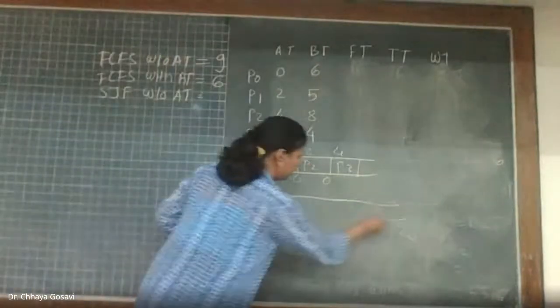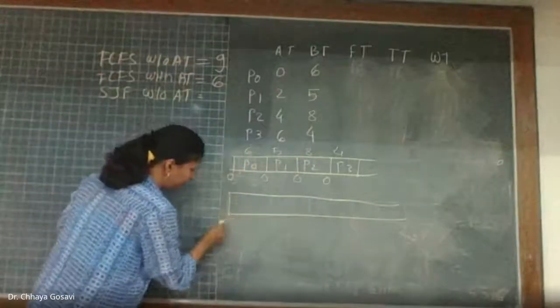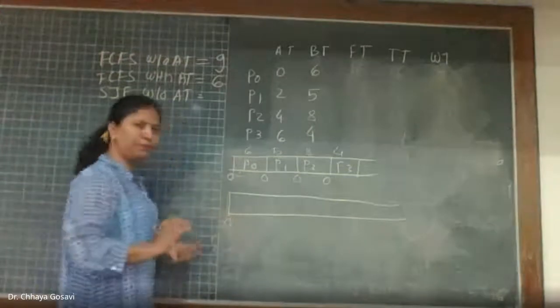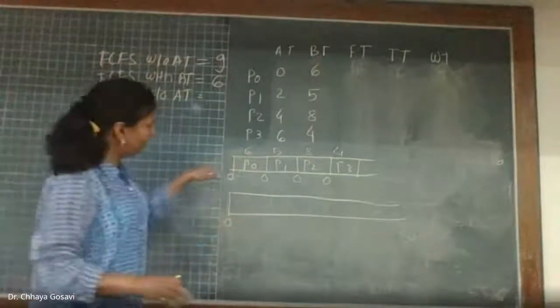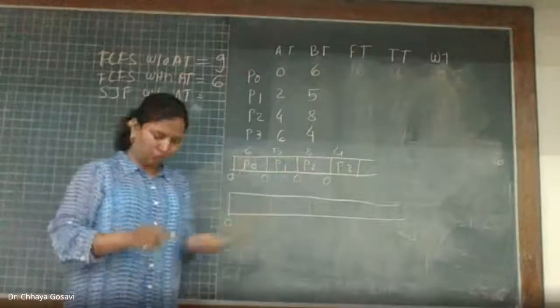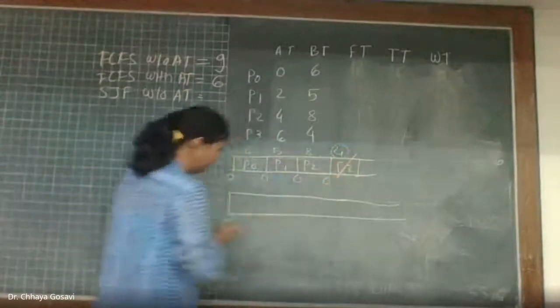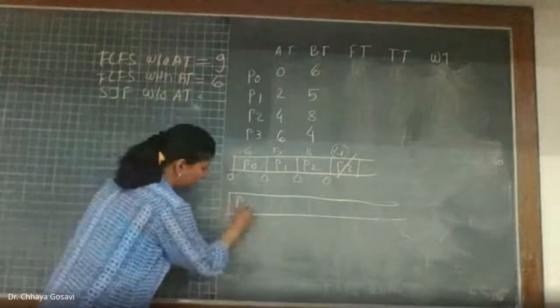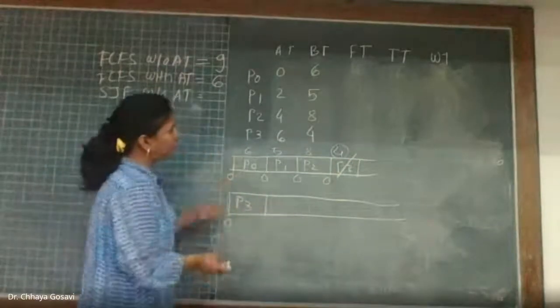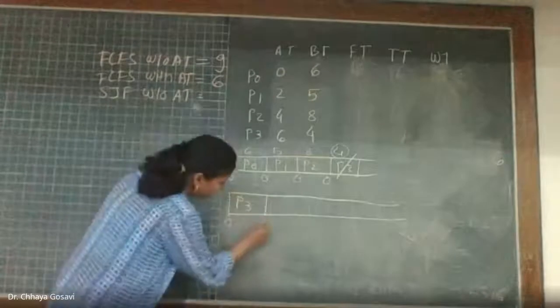But in this sequence. So which process will be scheduled first? All the processes arrive at same time, and these are the burst times. So shortest job first will select the shortest process for execution, that is P3. P3 will be scheduled for how many cycles? 4 cycles.